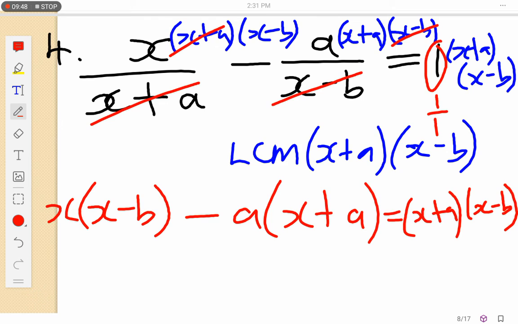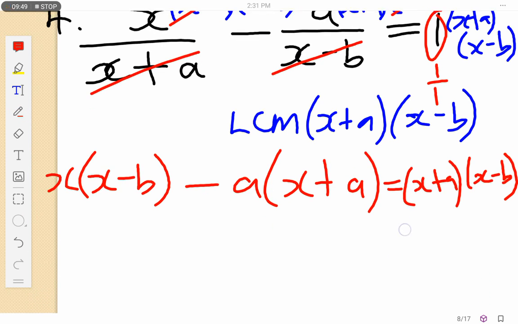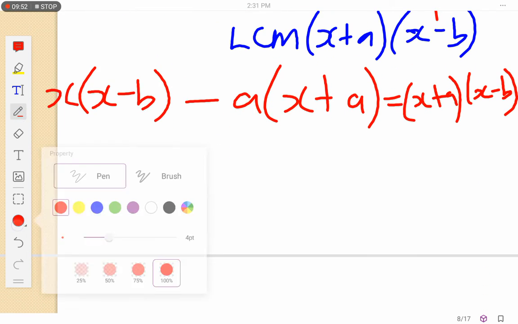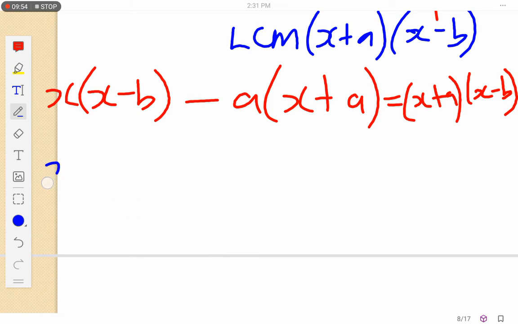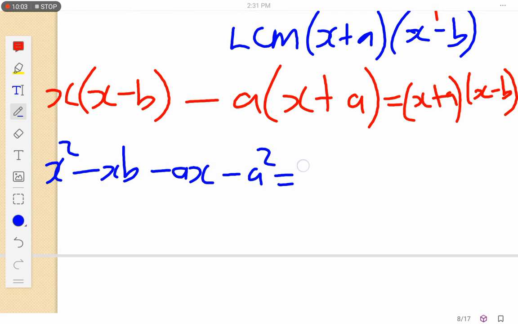Now let's remove the brackets. These are too much. First one, I've got x squared minus xb minus ax minus a squared is equal to x squared minus xb plus ax, then minus ab, like that.